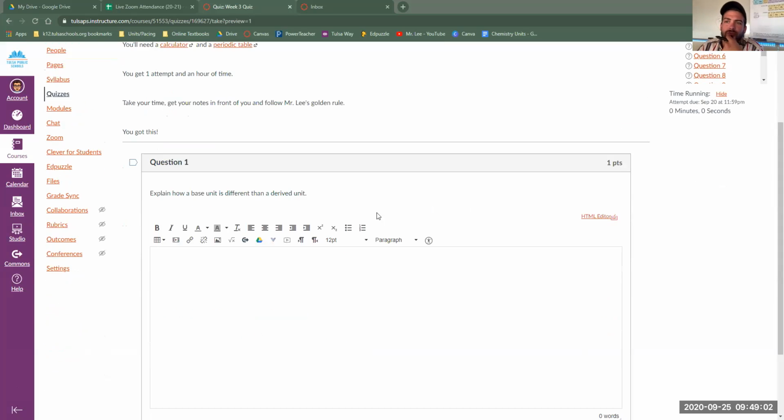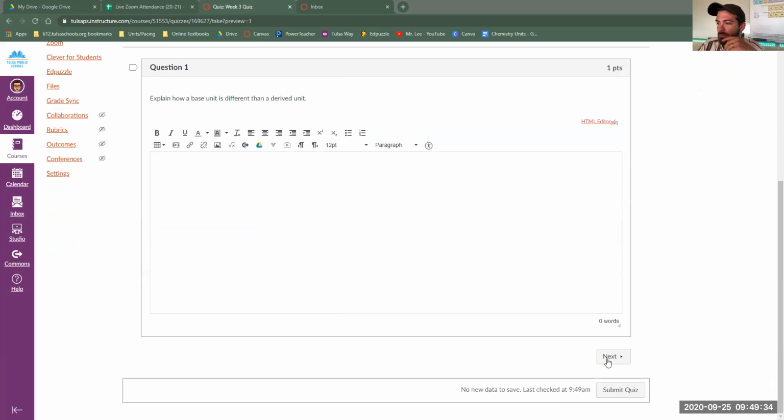Now, first things first, explain how a base unit is different than a derived unit. What I was really looking for here is for you to explain the difference in that derived units are algebraic expressions of base units, right? Base units are SI standard units. They can be manipulated based off of metric prefixes, but derived units are combinations of those base units, right? Like density, mass over volume, so grams per cubic centimeter, or speed, meters per second, right? So that's base unit versus derived unit.